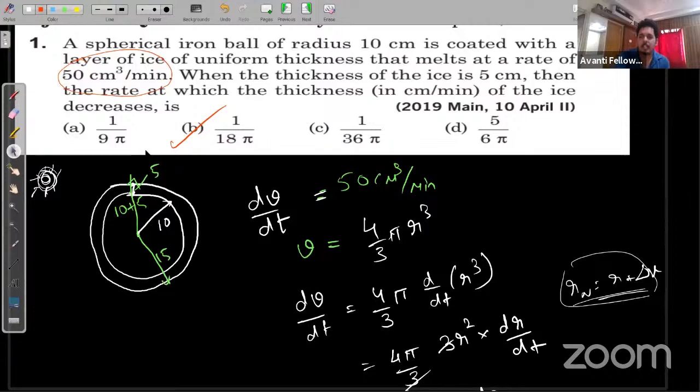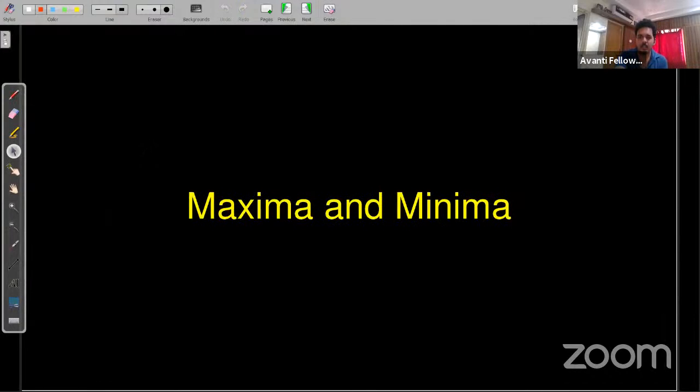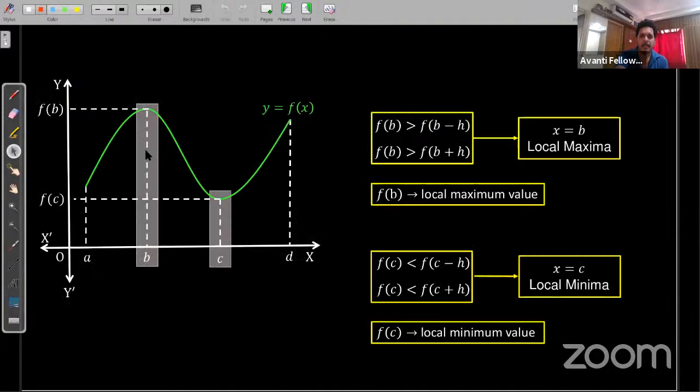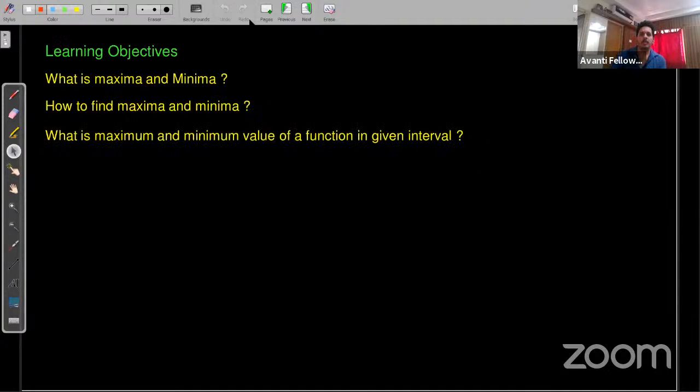Local maxima and minima is a very easy and good concept. Before going inside local maxima and minima, I just want to make sure everyone knows the concept of increasing and decreasing functions. In the last class we discussed increasing and decreasing functions, right?